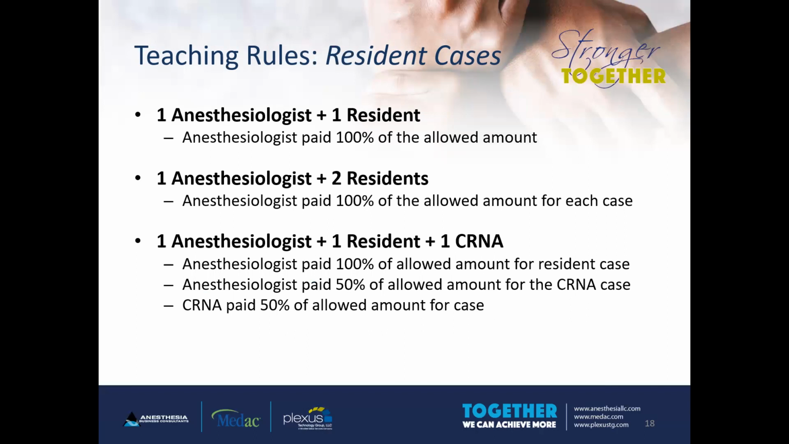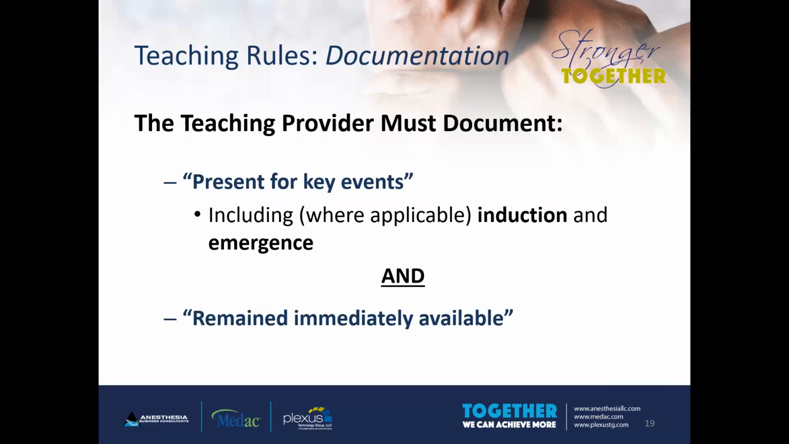If you are teaching one resident case and you've got one CRNA that you're medically directing in another room, then again, you're paid 100% for the resident case, 50% of the allowable for the CRNA case, while the CRNA is paid the normal 50% on their claim form. Now, the teaching provider must document the following: present for key events, including, where applicable, induction and emergence, and they need to attest that they remained immediately available.